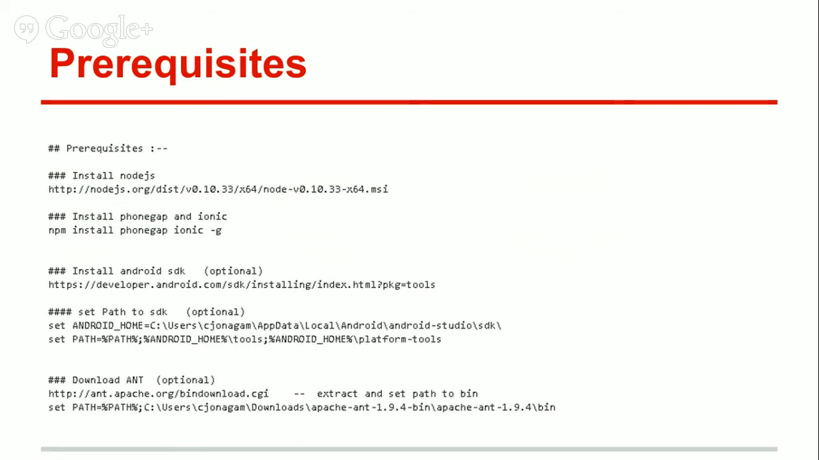And the rest of the three commands which I've shown here are related to setting up the path, Android SDK, and downloading Ant. You don't need this for the demo, but you need it if you want to deploy or generate the executables for Android or iOS. For this demo we don't need it.